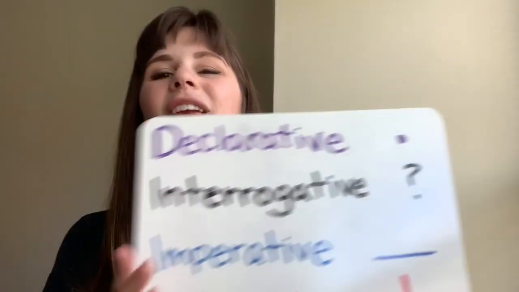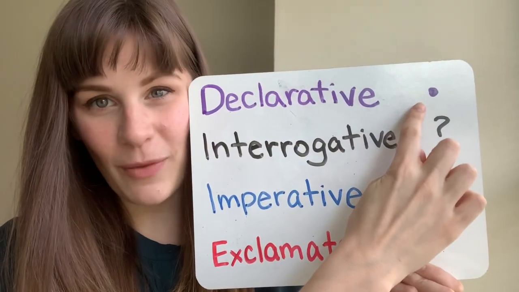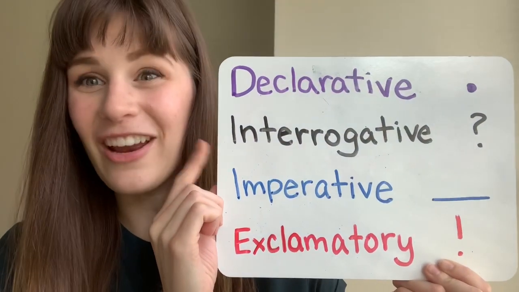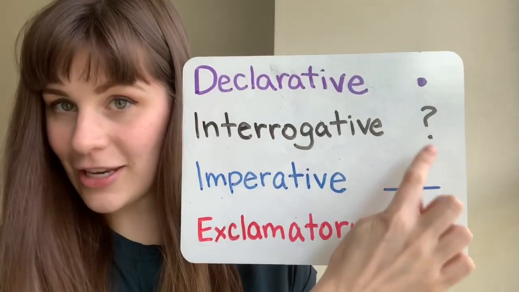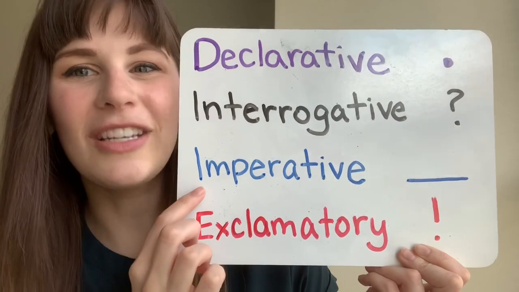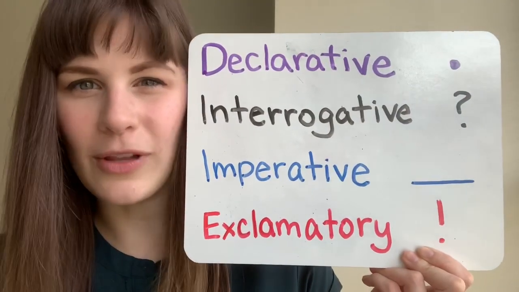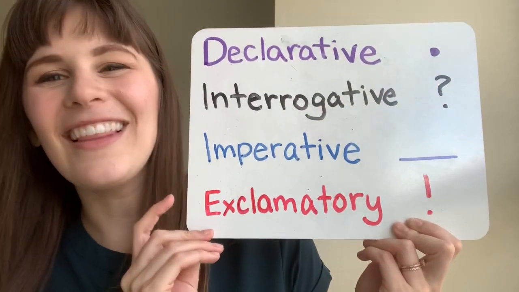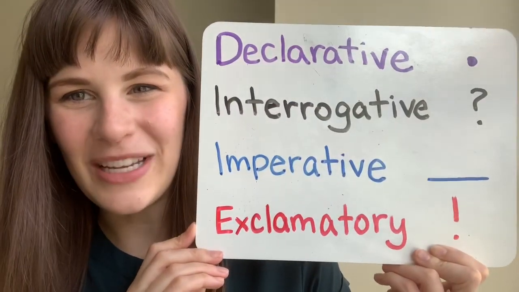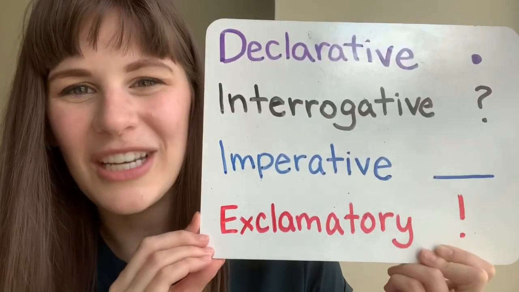So we've talked about all 4 types. One more time, declarative sentences, a statement which ends with a period. An interrogative sentence, a question, ending with a question mark. An imperative sentence, which is a command, so I've underlined it to show how important it is that you listen to me. And the last one, exclamatory sentences, which have an exclamation point to show there's emotion to what you're saying.